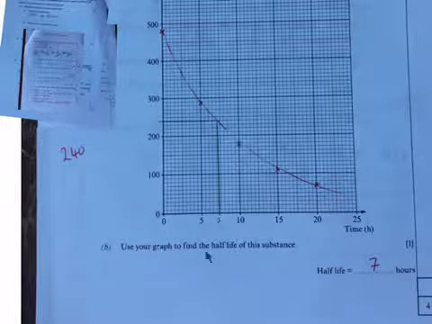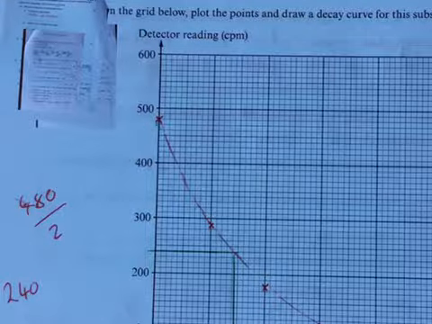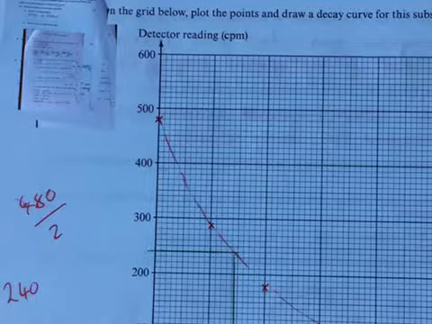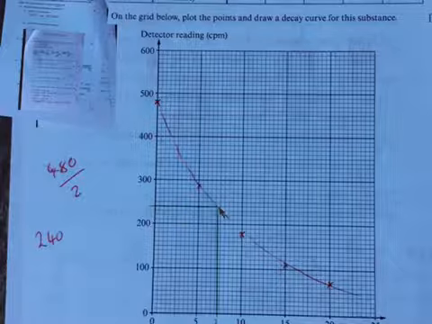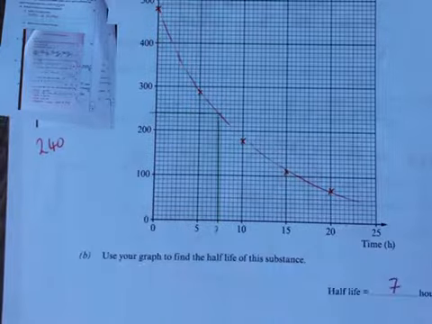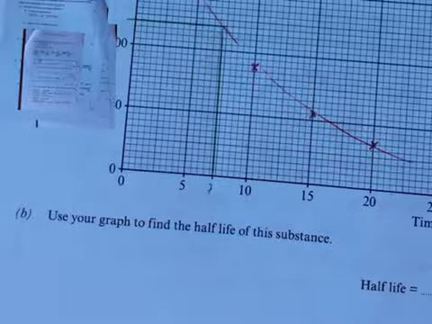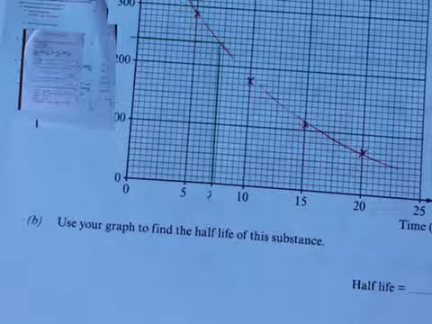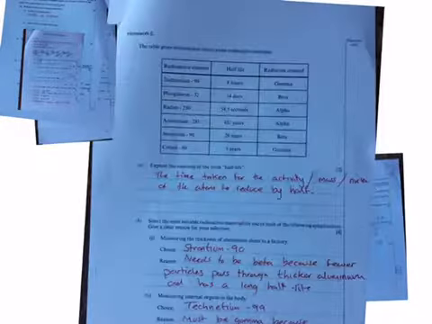It says use a graph to find the half-life of the substance. Well, if we're starting at 480, half of 480, and I've done the calculation there, is going to be 240. So at 240, I just draw it across, and it comes just before that 7.5 mark. I've said 7 there, but the mark scheme is going to say approximately 7. So if you say anywhere from 6.5 to 8.5 maybe, you're going to get the mark. Easy marks.